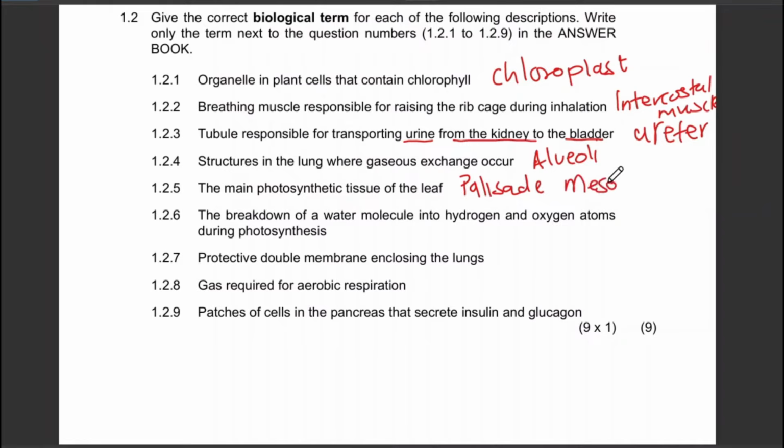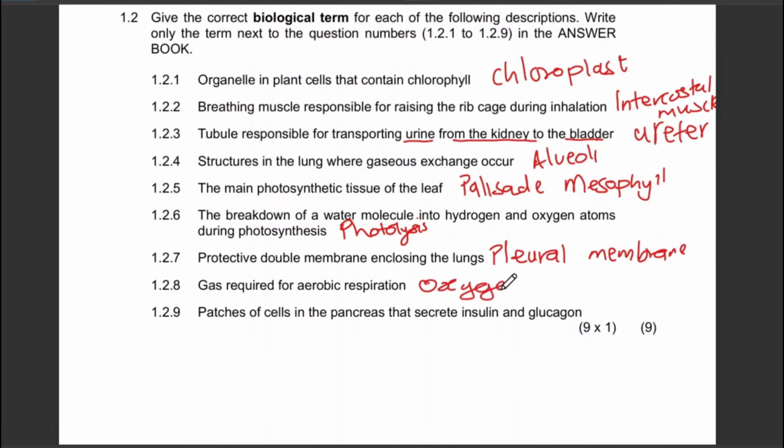Palisade mesophyll. The breakdown of water molecule into hydrogen and oxygen atoms during photosynthesis, that is photolysis. Protective double membrane enclosing the lungs, that is the pleural membrane. Gas required for aerobic respiration, that is oxygen.